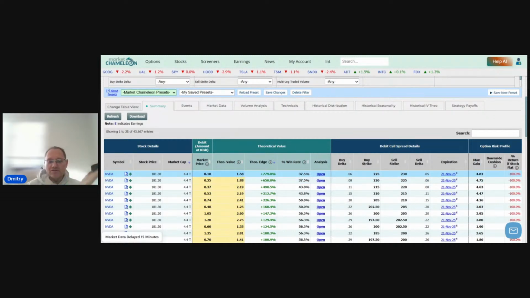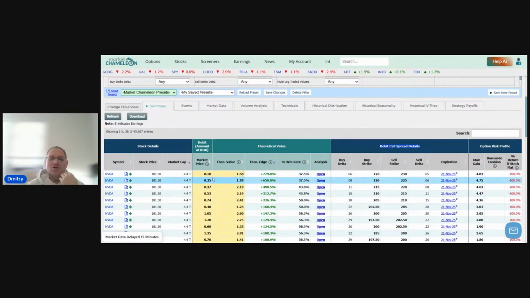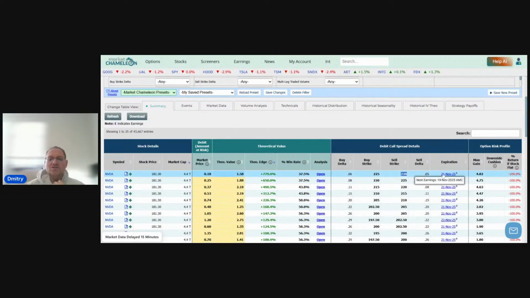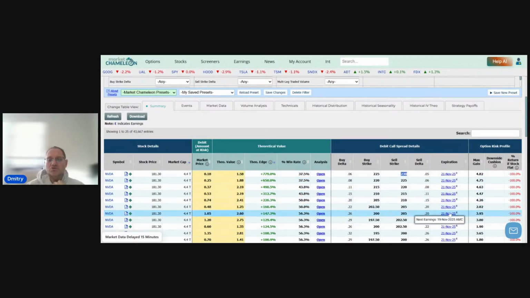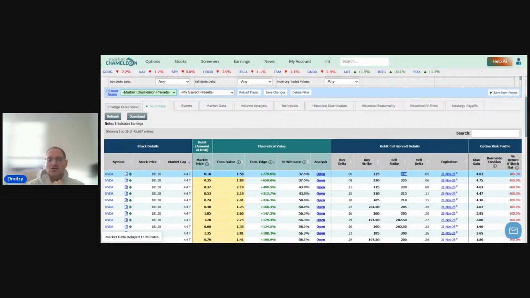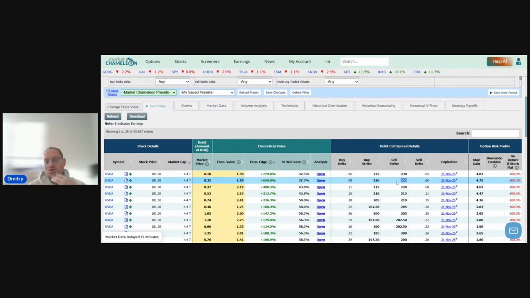So here, for example, in NVIDIA, you can see going from left to right, this is NVIDIA's stock price and market cap. These are all sorted by market cap, and you see a lot of different call spreads for NVIDIA. I'm going to go to this section, which defines the call spread. These are all November 21st. It's buying the 225 strike and selling the 230 strike. That's one call spread. Here's buying the 220 strike and selling the 225 strike. That's a different call spread.